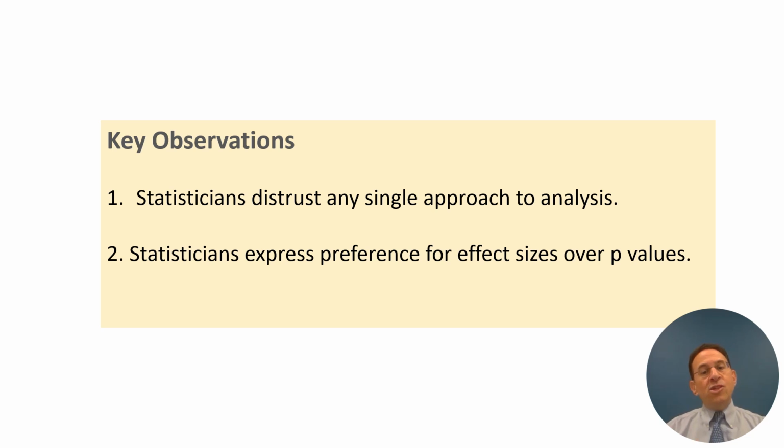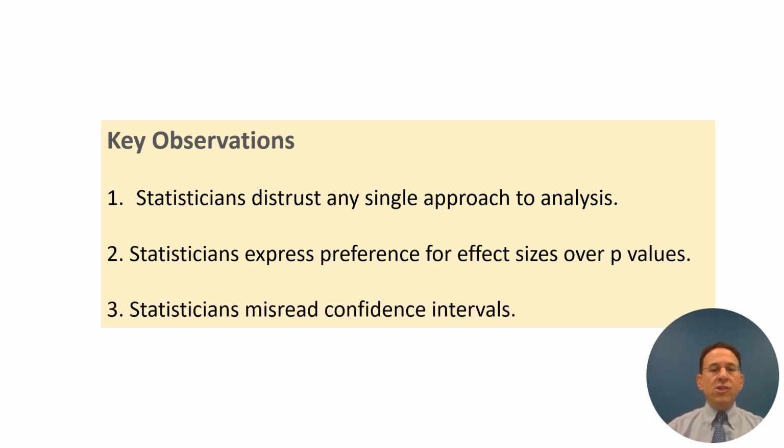Second, statisticians express a preference for effect sizes over p-values. This may relate to the replicability crisis. And finally, statisticians misread confidence intervals. We are not the first people to find this. Other authors have commented on the robust misinterpretation of confidence intervals. But this is one more way that we were able to confirm this.